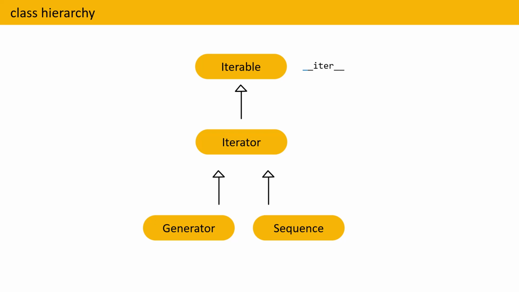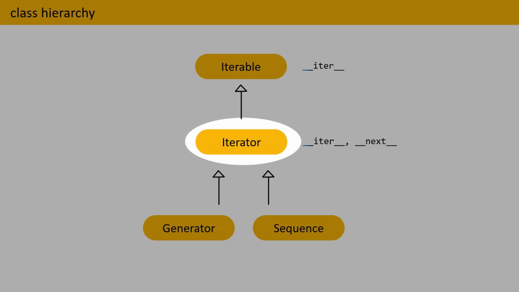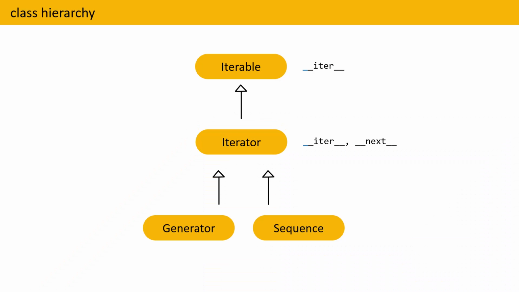The iter method returns an iterator object, which has two methods. The iter method again, which returns the object itself, and a __next__ method that is used to retrieve the next element from the iterator. For instance, if you open a file, you get an iterator over the lines in the file back.